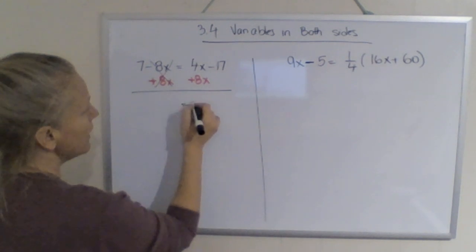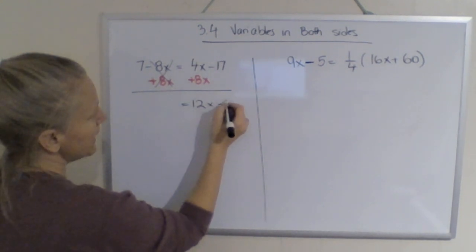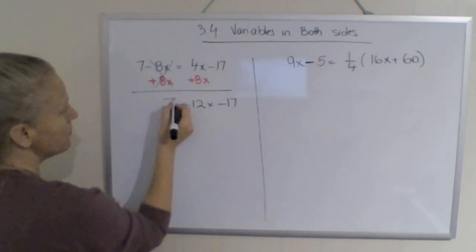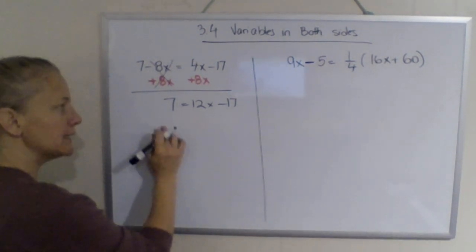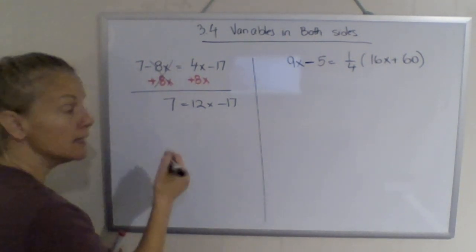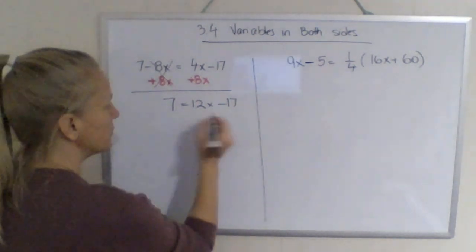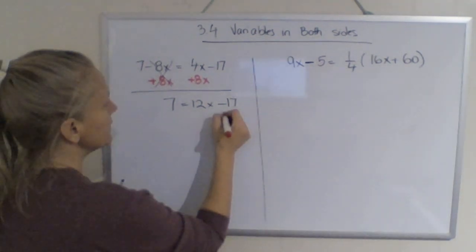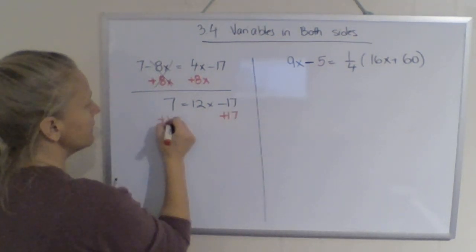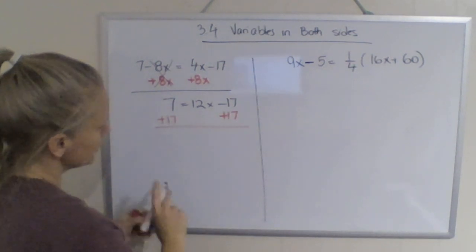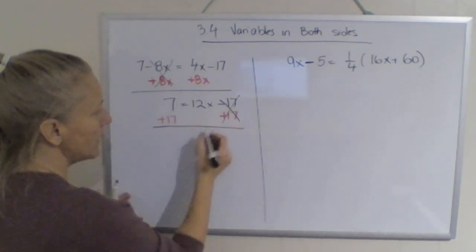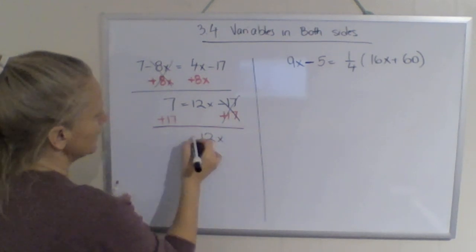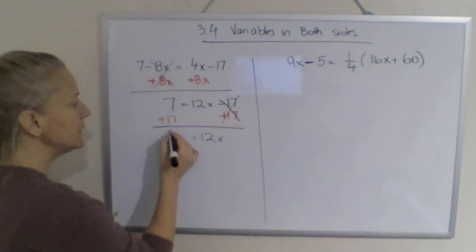So this gives me 12x minus 17. On this side, I am only left with a 7, right? Now I need to move the 17 because it does not contain an x to the other side. This is a two-step equation, right back to where we started. Plus 17, plus 17. I should have drawn the line with the black, but I didn't. That goes away. 12x equals 7 plus 17, 24.